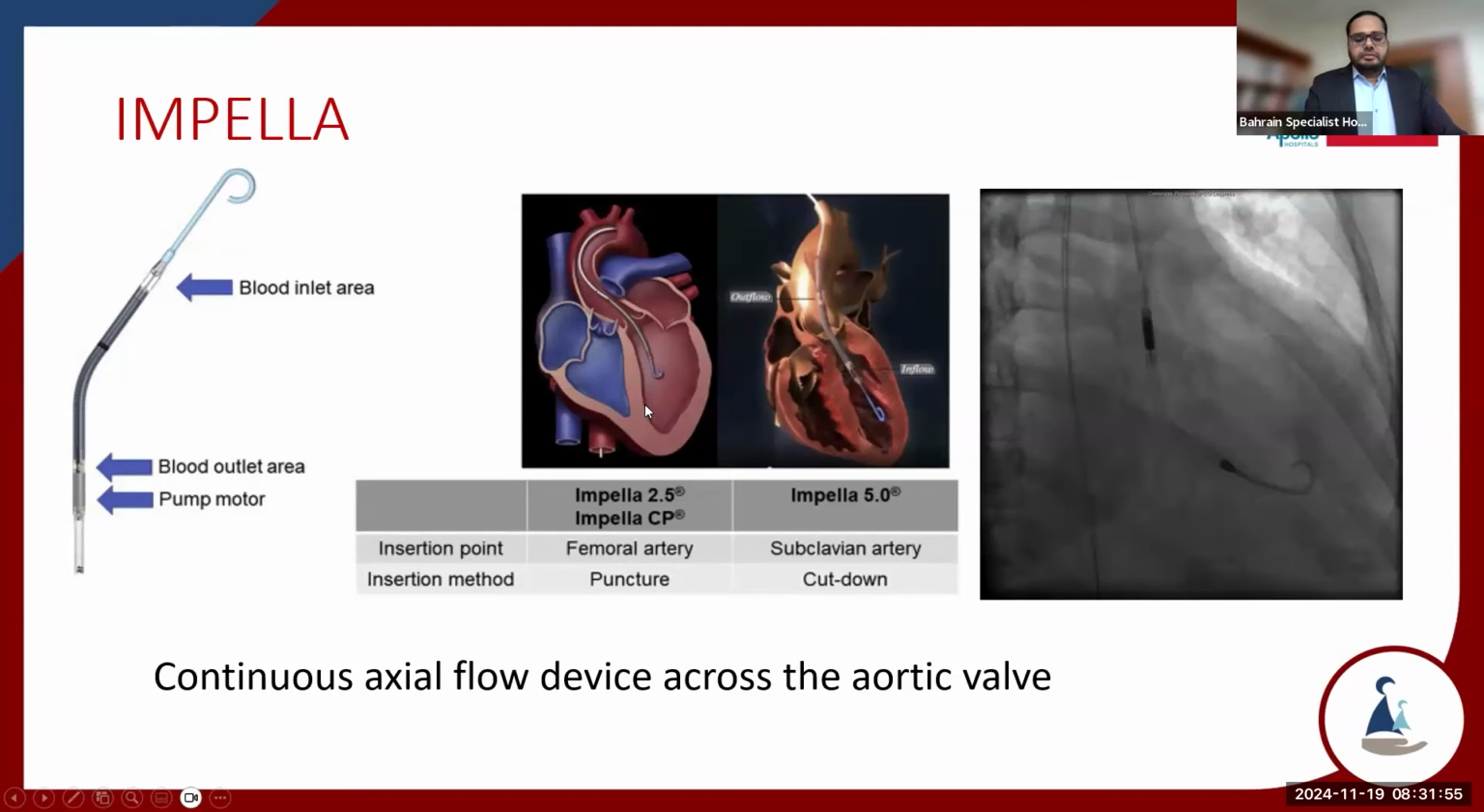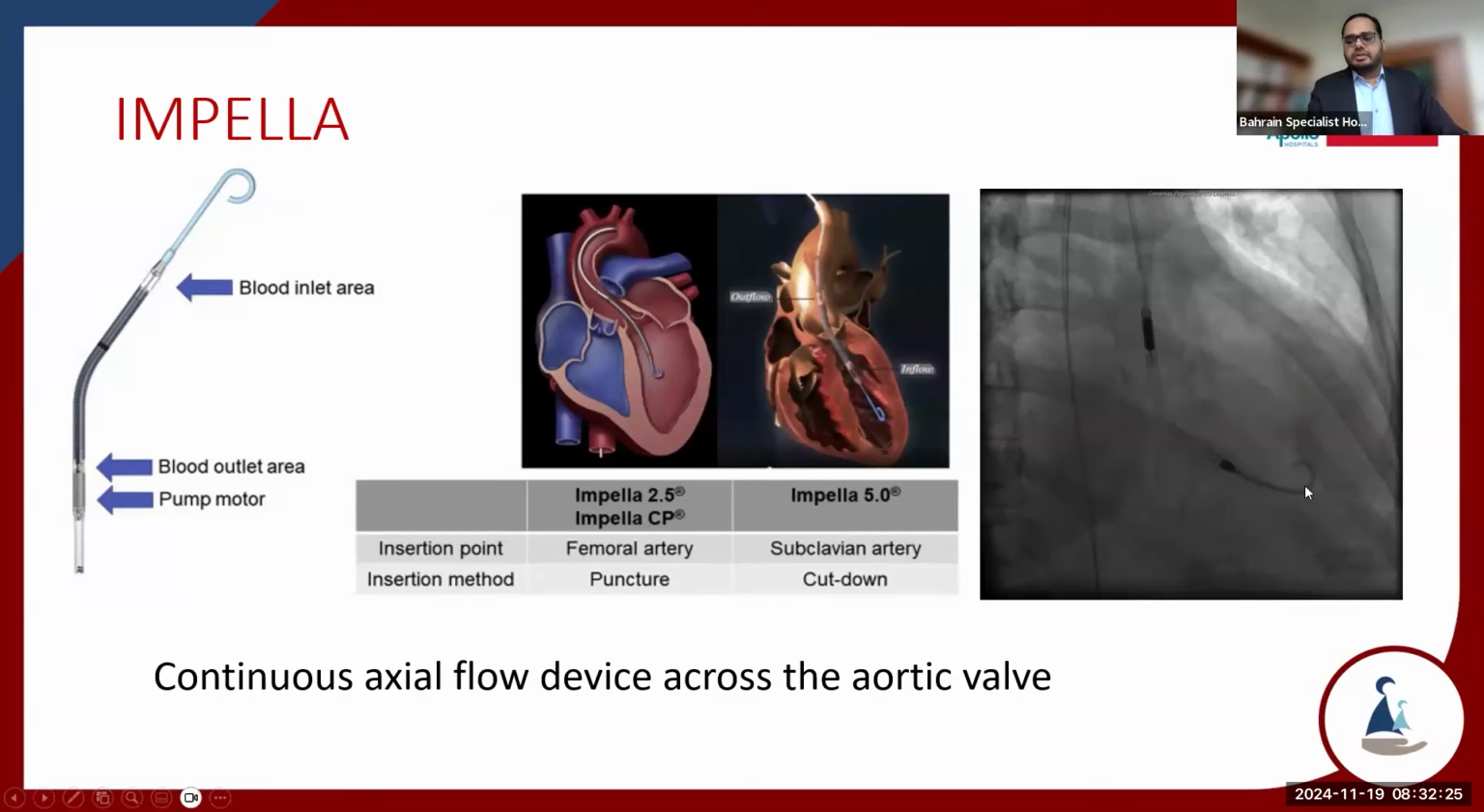The access is usually femoral for the Impella 2.5 or Impella CP. So it goes from the femoral artery into the aorta, and then crosses the aortic valve and lands in the left ventricle. So the blood inlet area is in the left ventricle. The blood outlet area is in the aorta, and there's a motor pump. This motor sucks in blood from the left ventricle and throws it into the aorta. So it's basically unloading the left ventricle. So the work of the left ventricle goes down.